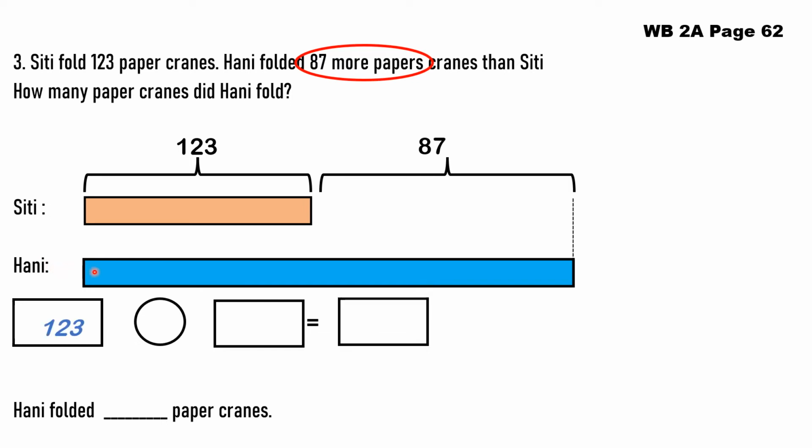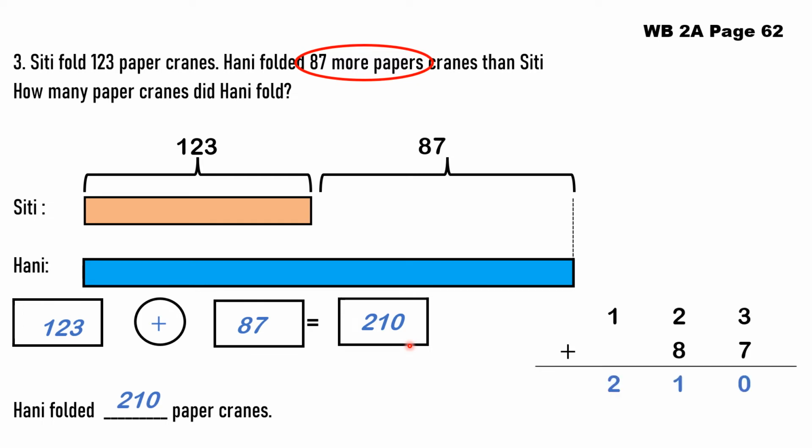So 123 plus 87 to get 210. So Honey folded 210 paper cranes. And this will be your working. As usual, you add from the back. So 3 plus 7, you get 10. So 0 will go down, 1 will go up in the tens. So 1 plus 2 plus 8 to get 11. So 1 will go down here and 1 will go up here. And 1 plus 1 to get 2.